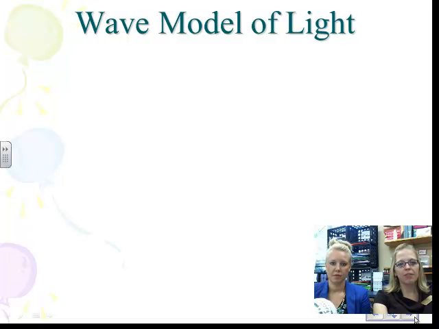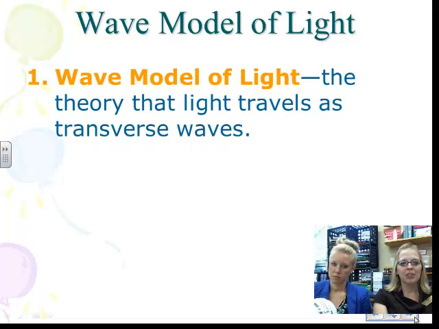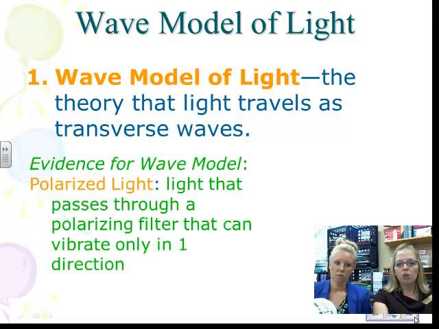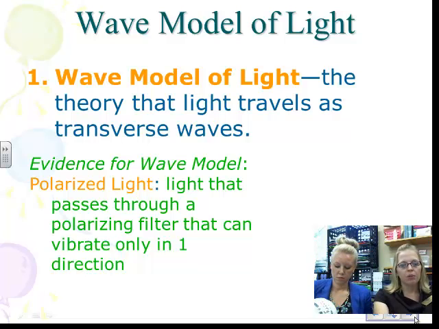Idea number one, wave. The EM waves are waves. I like that. So the theory is that the light travels as a transverse wave. Remember transverse, with crests and troughs. So light travels as a wave, which is what you've heard of, like light waves. Here's your proof that light is a wave. We have this thing called polarized light. She's showing you a little filter there. Light passes through a polarizing filter in one direction. I said one direction.